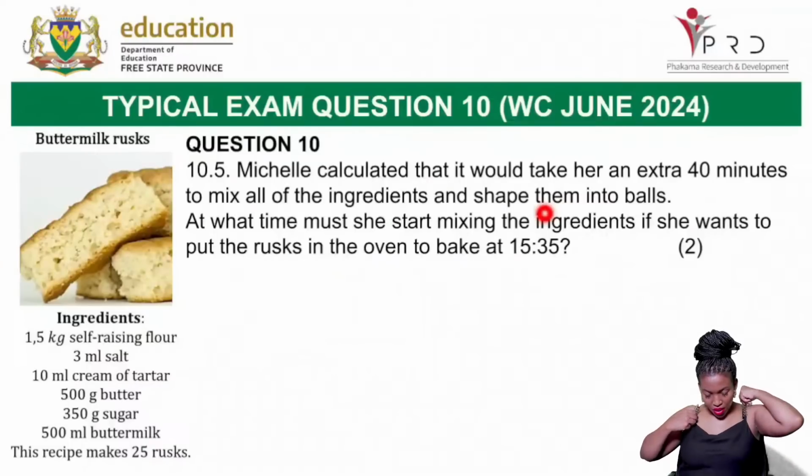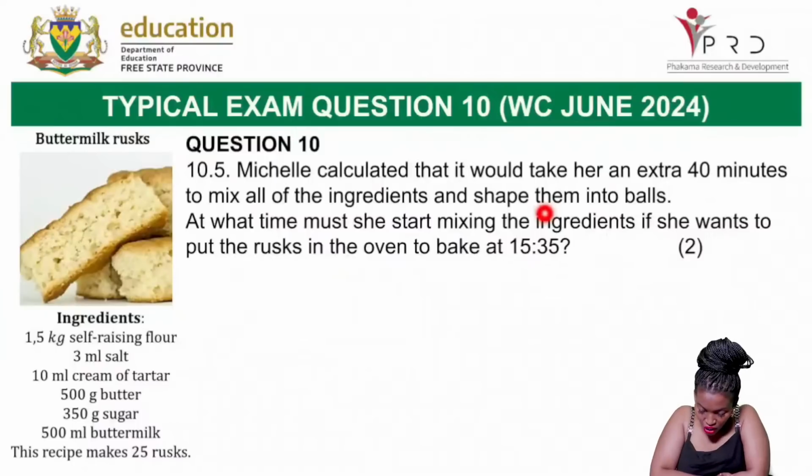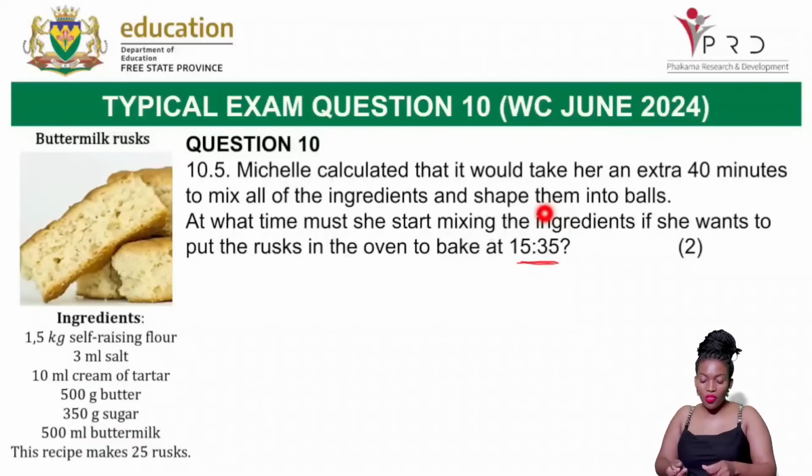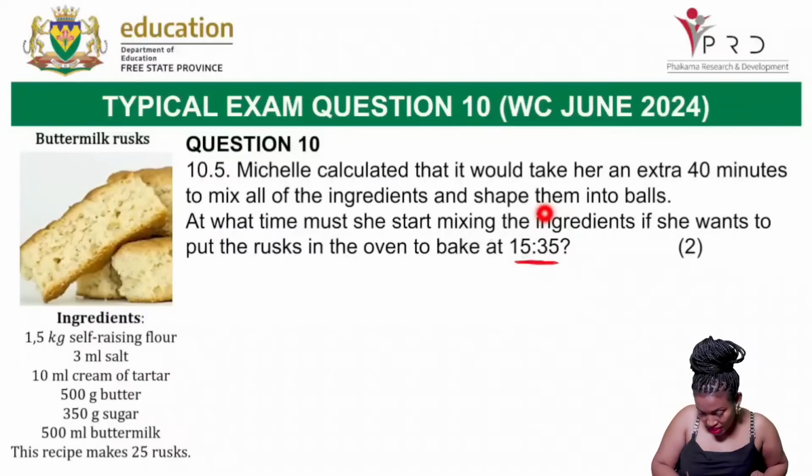The next one, Michelle calculated that it would take her an extra 40 minutes to mix all of the ingredients and shape them into balls. At what time must she start mixing the ingredients if she wants to put the rusk in the oven to bake at 15:35? So what is actually happening here, they want you to reverse the time. If she must put them at this time in the oven, but they say it would take an extra 40 minutes to mix the ingredients.